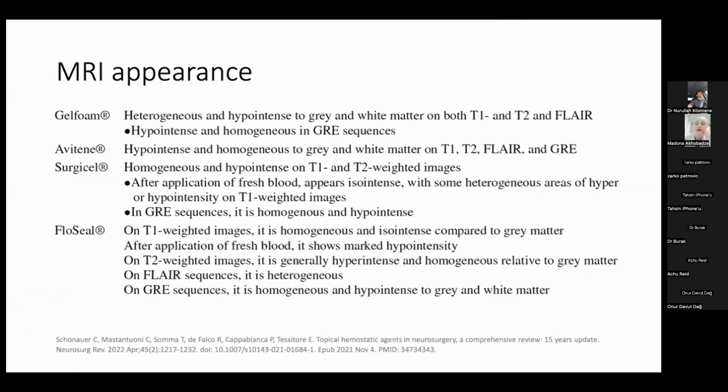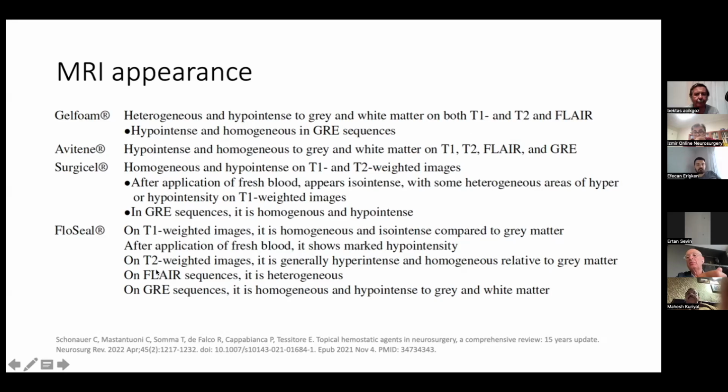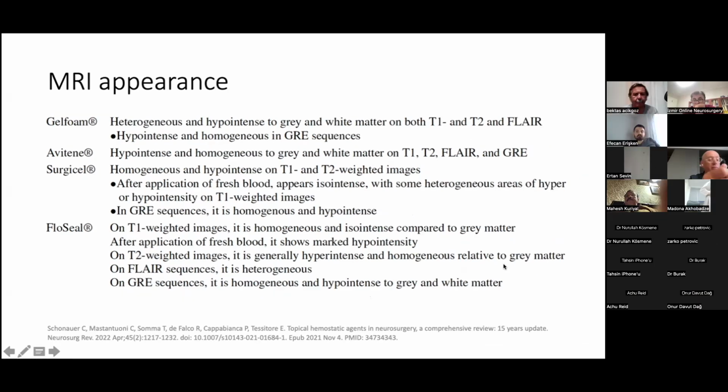Then these are the MRI appearances of different hemostatic agents. Essentially, you can see that gel foam, Avitene, and Surgicel are more or less heterogeneous and hypointense to gray and white matter in both T1 and T2 weighted images, whereas Floseal is homogeneous and isointense to gray matter in T1 weighted images. And in T2 weighted images, Floseal is generally hyperintense and homogeneous to gray matter.